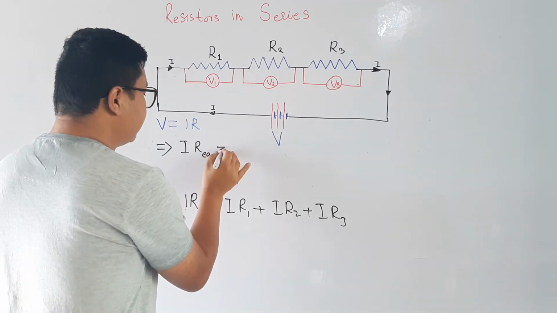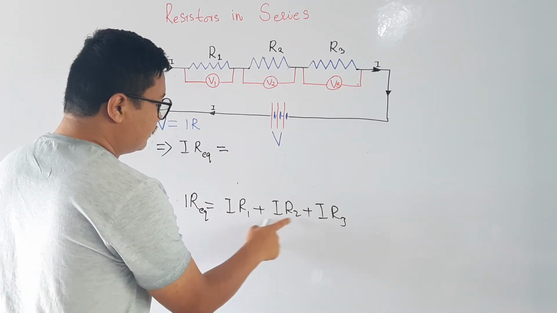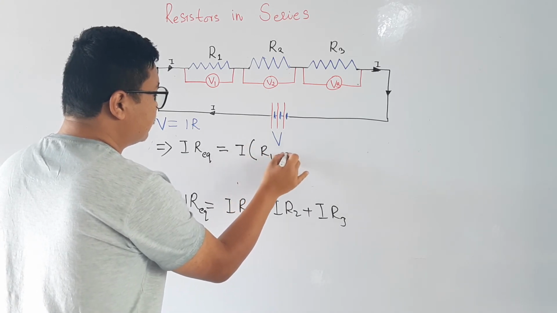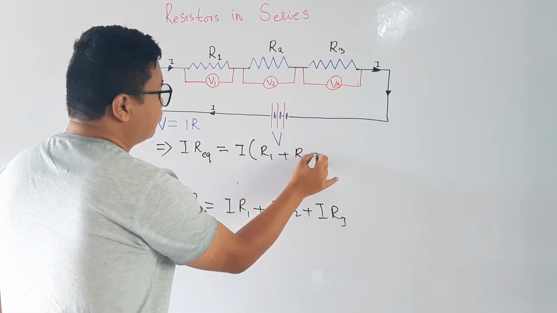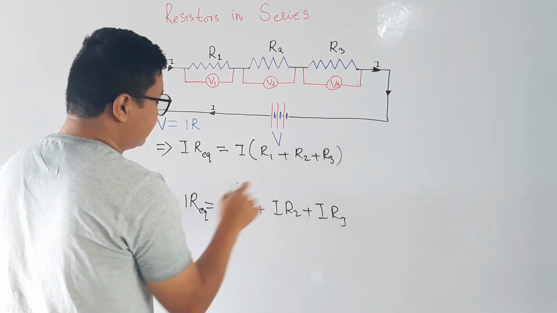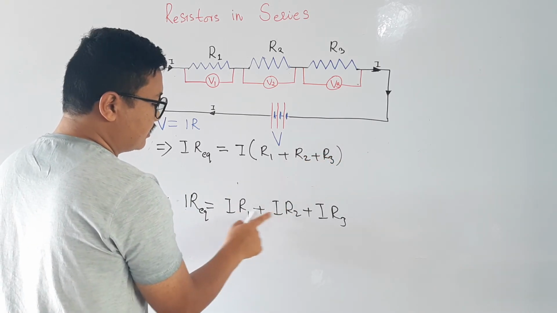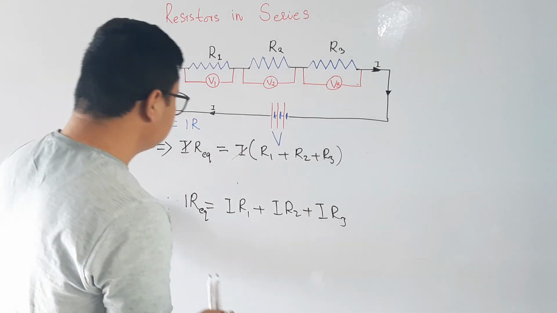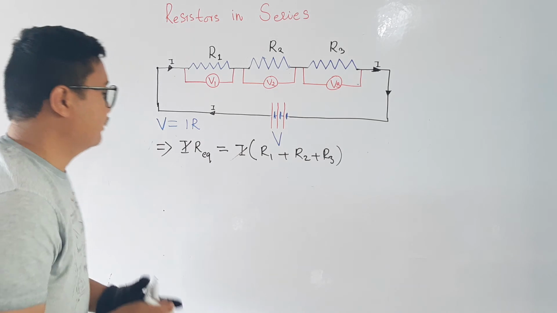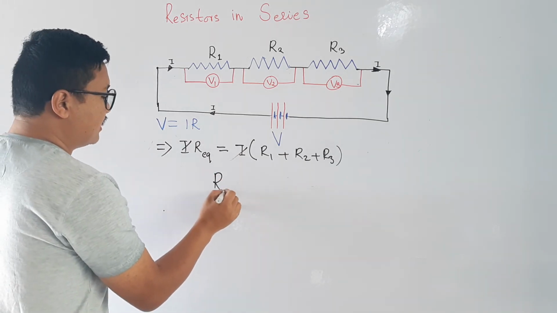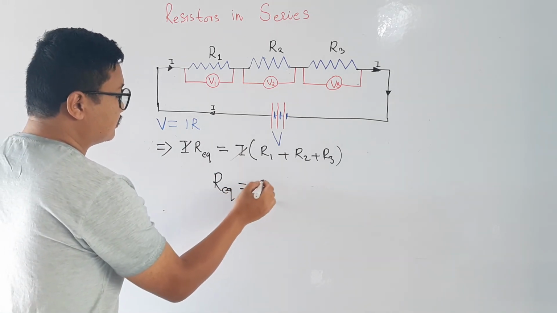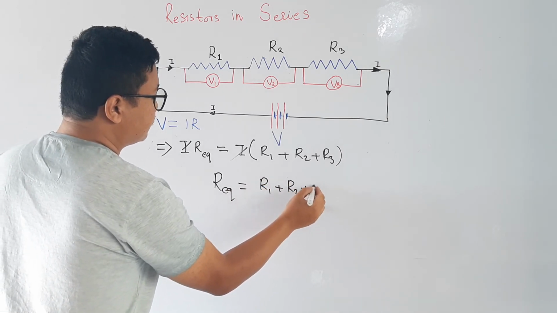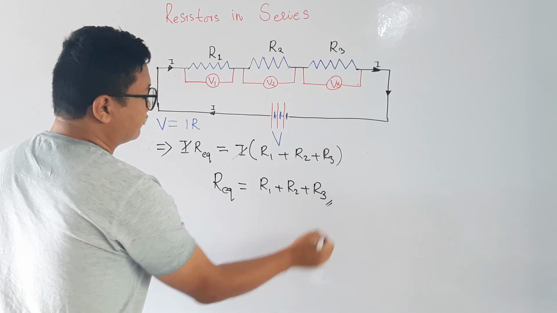If you see, all the I's are common, so I will take I common, and there will be R1 plus R2 plus R3. Taking I common, R1, R2 and R3 remain, and this I and this I will cancel. Then R equivalent in series is equal to R1 plus R2 plus R3.